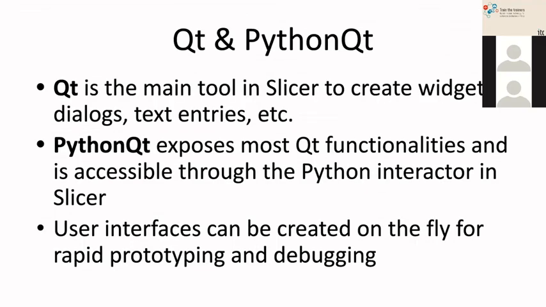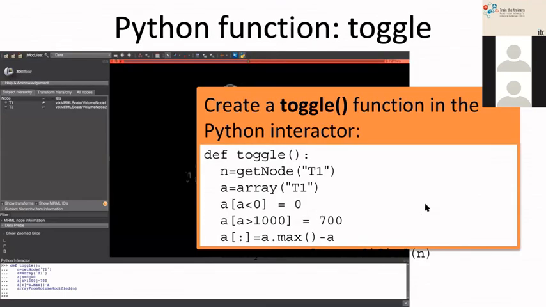So Qt, we talked about, it's used for creating the widgets, the dialogues, the text entries, the sliders, pop-up menus, all this kind of stuff. And PythonQt lets you access it from Qt, from the Python environment. And that's an incredibly powerful combination. It allows you to create user interfaces on the fly, and to build sophisticated interfaces that are quite familiar to a lot of the user community.